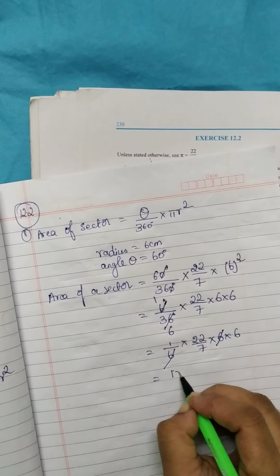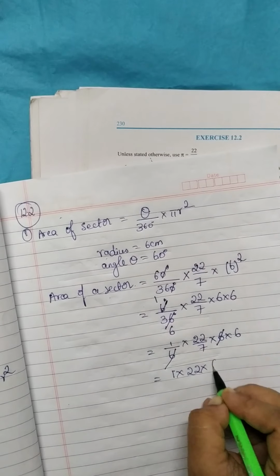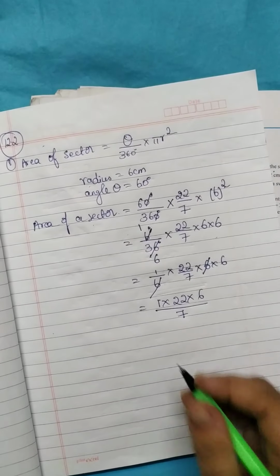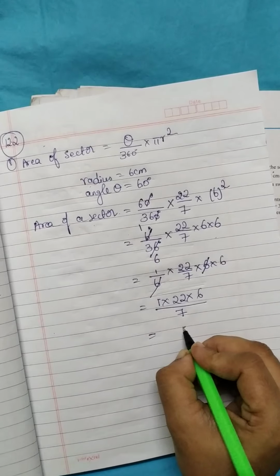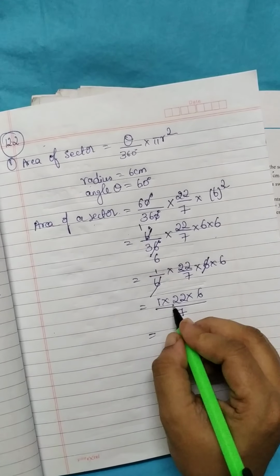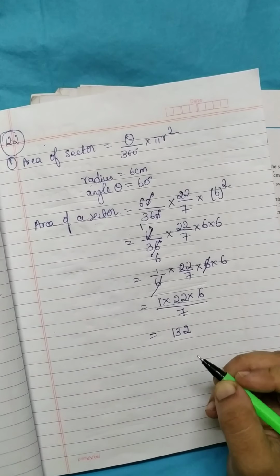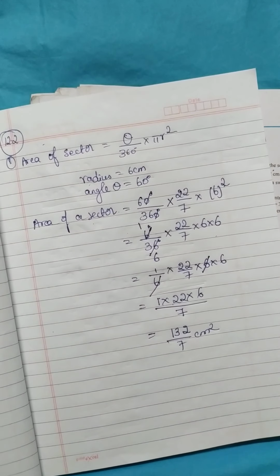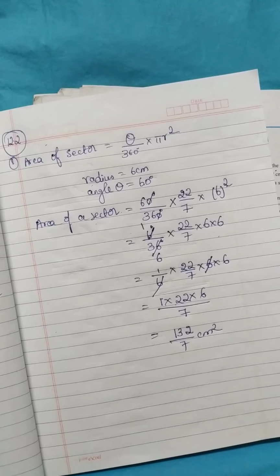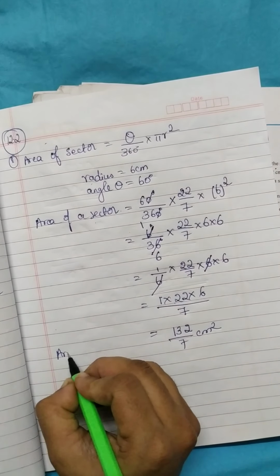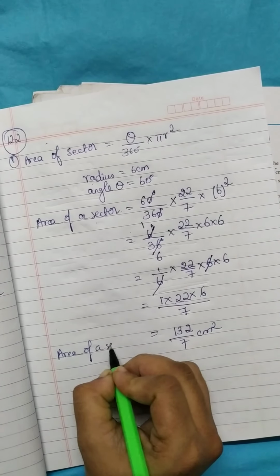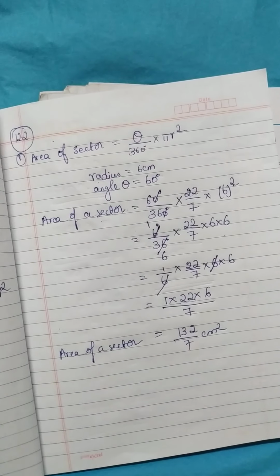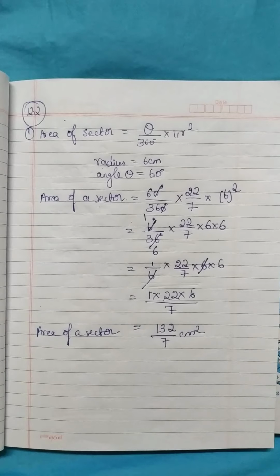So what is left now? 1 into 22 into 6 divided by 7. So you will multiply now. 6 2s are 12, 1 remains. 6 2s are 12 plus 1 is 13. So 132 by 7 centimeters square. So what is the answer? Area of a sector is equal to 132 by 7 centimeter square.